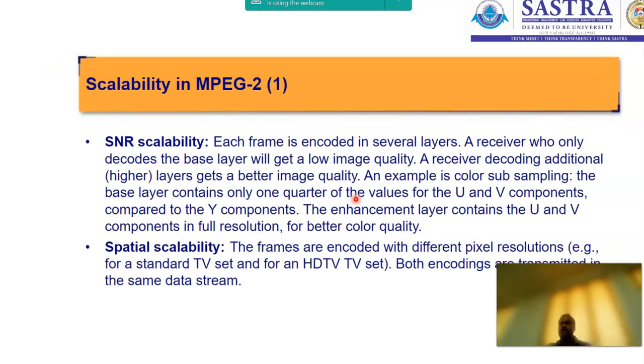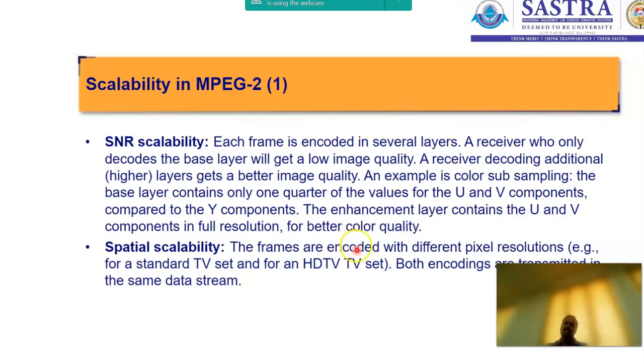The scalability in MPEG-2 is SNR scalability and spatial scalability. Each frame is encoded in several layers. A receiver who only decodes the base layer will get a low image quality. A receiver decoding additionally higher layers gets a better image quality. So this option is available here. An example is color subsampling. The base layer contains only 1/4 of the values for the UV components compared to the Y component. The enhanced layer contains the UV components in full resolution for better color quality.